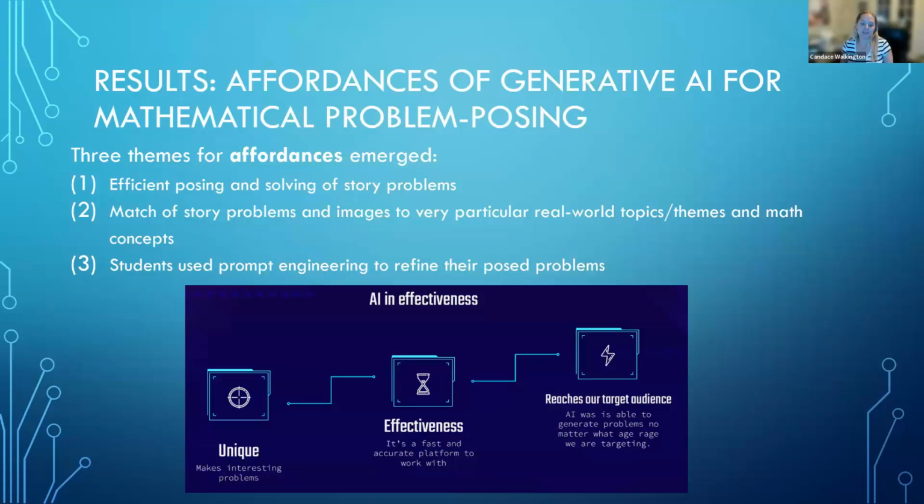Okay, so we first look at the affordances of generative AI, and we found 3 major themes for the affordances emerged. First, generative AI allowed for the efficient posing and solving of story problems. Second, generative AI allowed for a match of story problems and images to very particular real-world topics and themes and particular math concepts, things that would have been really difficult to connect just on your own. And I'm going to go more into each of these.